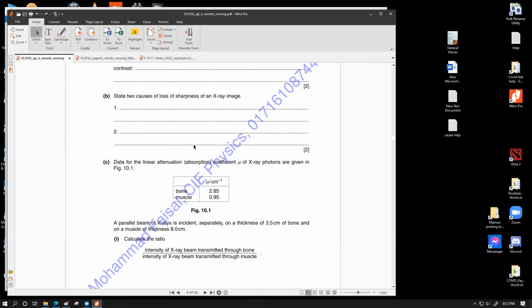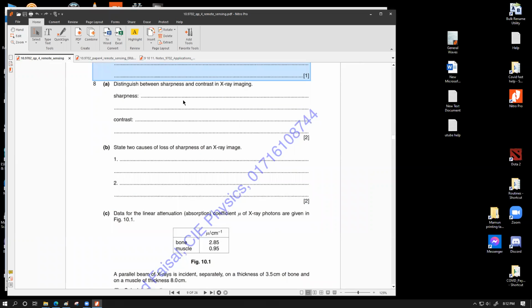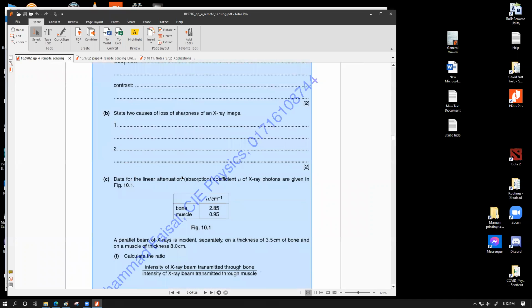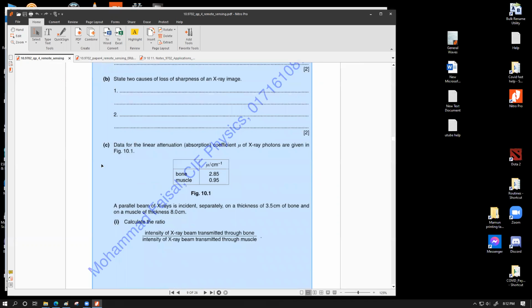Here we have another question. Distinguish between sharpness and contrast in X-ray imaging. So you just give the differences of these two things. State two causes of loss of sharpness of an X-ray image. Data for the linear absorption coefficient mu of X-ray photons are given in figure 10.1. We have two different values over here, bone and muscle.